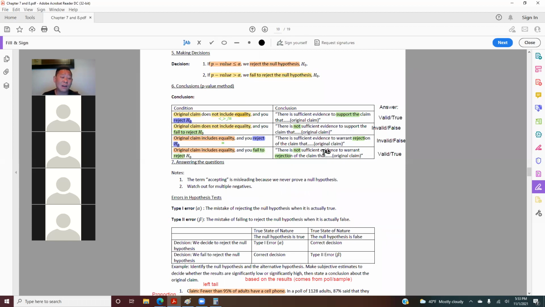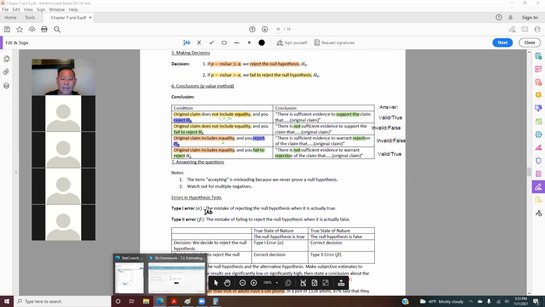Usually this is used a lot in 8.2 and 8.3, where they want you to answer certain questions. And the question is usually asked, is the original claim statement valid or invalid? And how do you know it's valid or invalid? It depends on the conclusion you made here. Yeah, this is super tough. I didn't say this is easy.